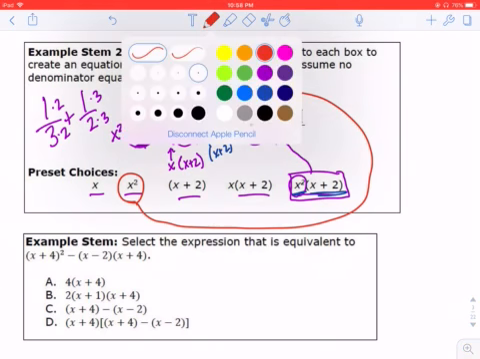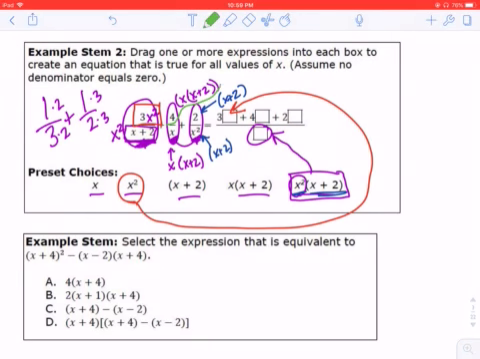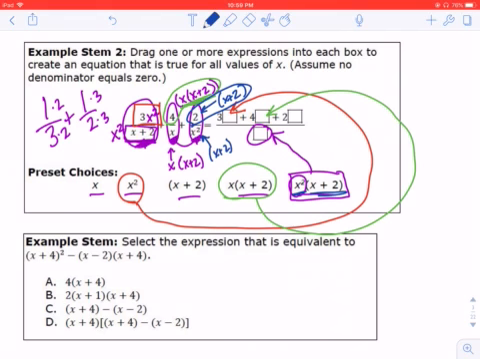For the 4 one, the middle one there, I see that it was x and x plus 2 that I needed. So I'm going to take that and drag it into this one. And then finally for that 2, it was 2 times x plus 2. So I'm going to take the x plus 2 and I'm going to drag it into the last one.